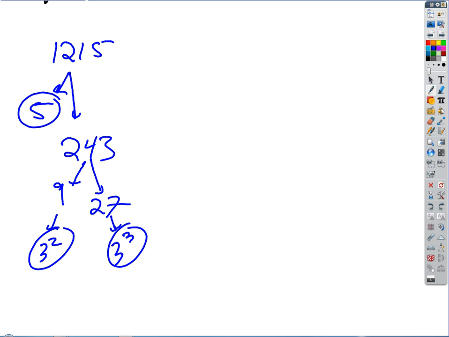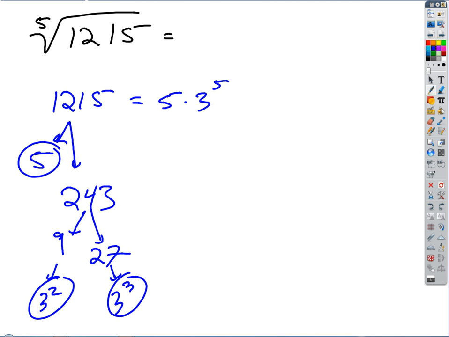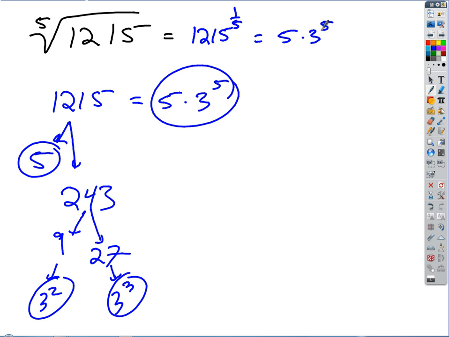And so what is the prime factorization then? 5 times 3 to the 5th. Okay, everybody see that? That works great because we're taking a 5th root. So when we write this down, we're going to write this as 1215 to the 1/5. Well, 1215 is that, right? So it becomes 5 times 3 to the 5th, to the 1/5.